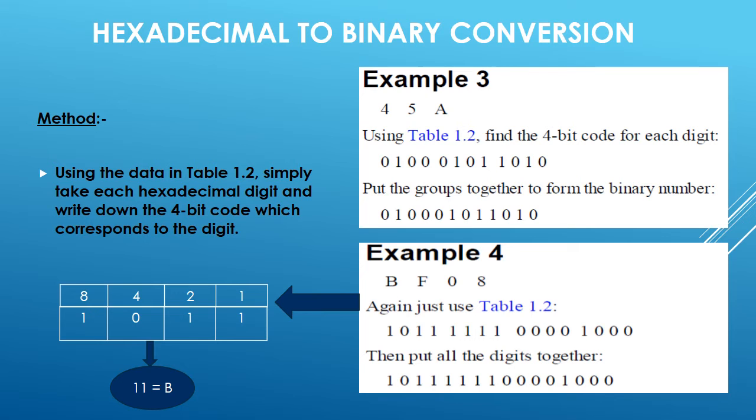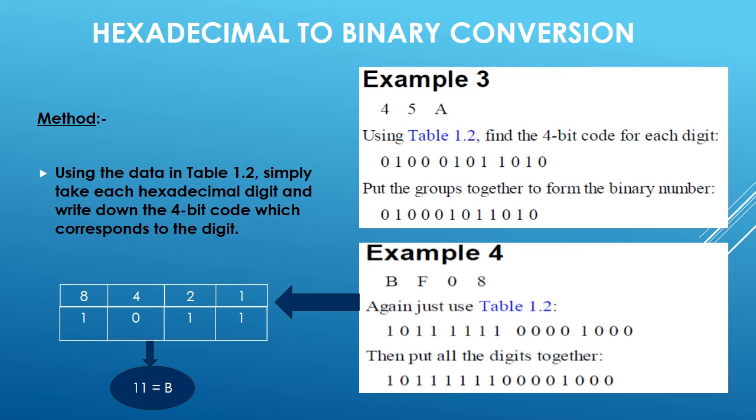4 is equivalent to 0100. You can see that from the table. 5 is equivalent to 0101. And A is equivalent to 1010. We'll put the groups together to form one binary number.